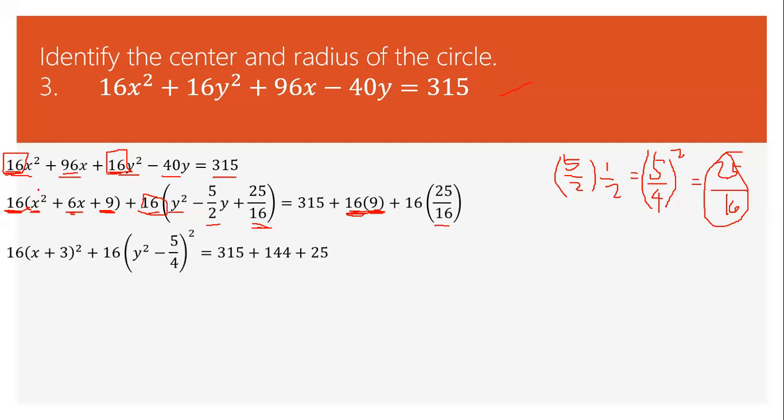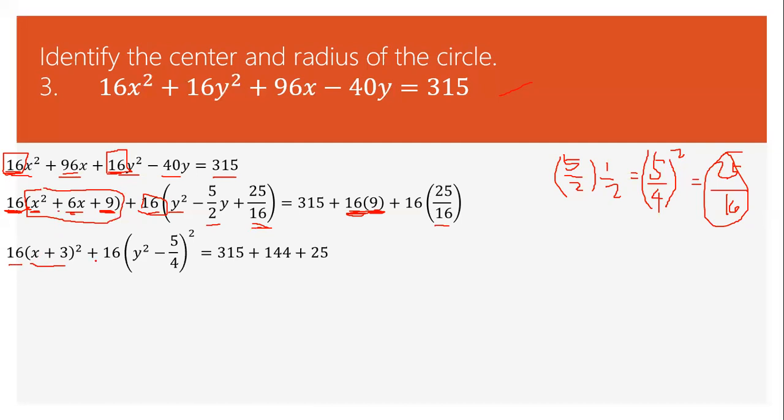So this is the x group, the sum of a perfect square: x squared plus 6x plus 9. All you have to do to determine the factor is divide the coefficient of x, which is 6, by 2. So 6 divided by 2 is 3. Copy the sign, so x plus 3 squared. Just carry the 16.